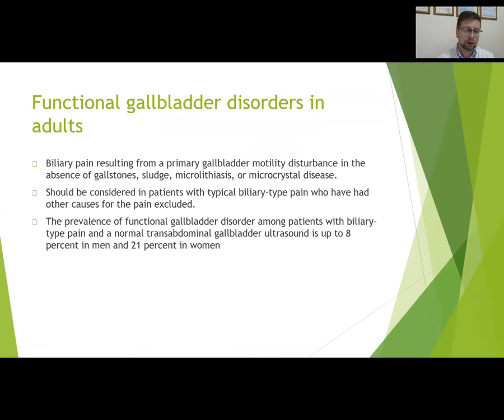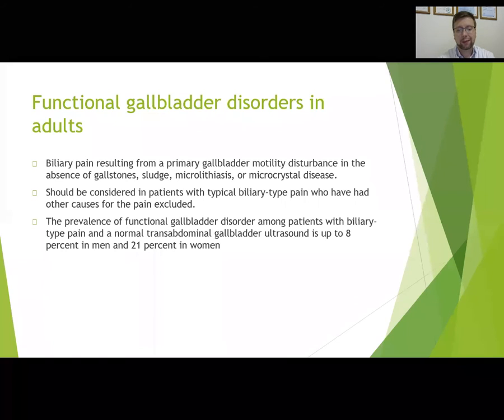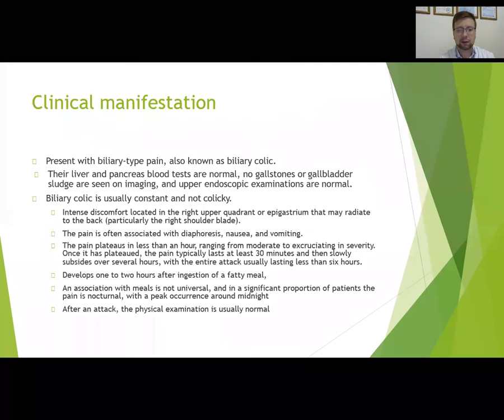Functional gallbladder disorders in adults. Biliary pain resulting from a primary gallbladder motility disturbance, in the absence of gallstones, sludge, microlithiasis, or microcrystal disease, should be considered in patients with typical biliary-type pain who have had other causes for the pain excluded. The prevalence of functional gallbladder disorders among patients with biliary-type pain and a normal transabdominal gallbladder ultrasound is up to 8% in men and 21% in women.